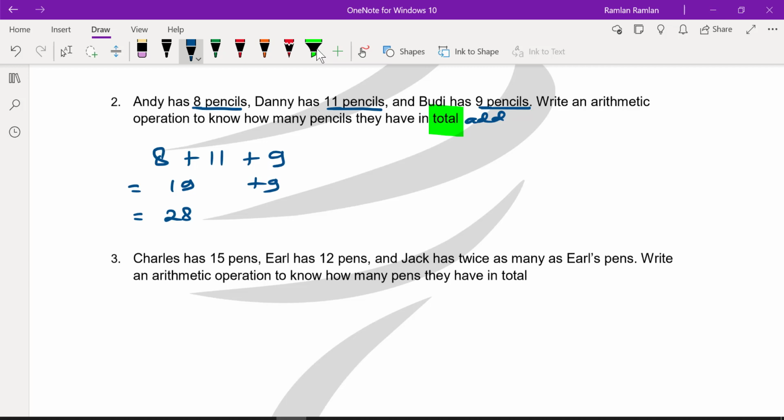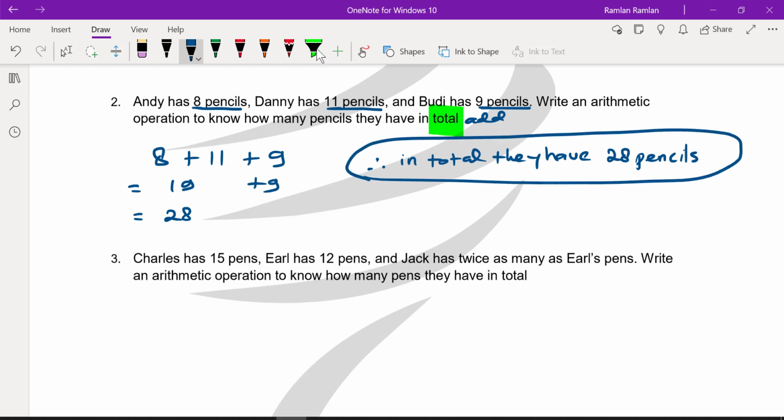Now for this question, because it is a story problem or word problem, most of the time you will have to write down the units, right? In here, the unit or the thing that we are calculating is pencils. So you can just write down the conclusion: in total, they have 28 pencils. So this is also going to be very important.